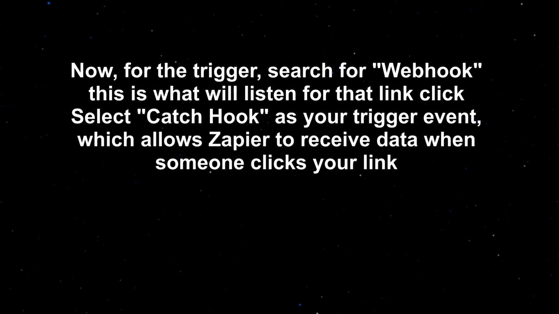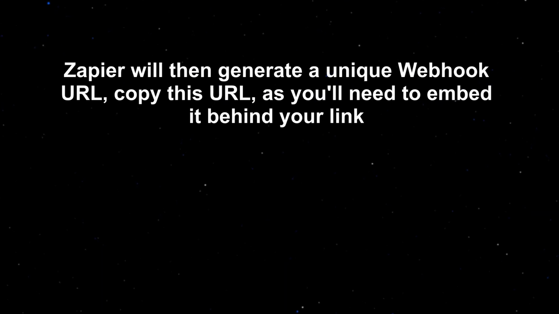Now, for the trigger, search for Webhook. This Zap will listen for that link. Click Select Catch Hook as your trigger event, which allows Zapier to receive data when someone clicks your link. Zapier will then generate a unique Webhook URL. Copy this URL, as you'll need to embed it behind your link.